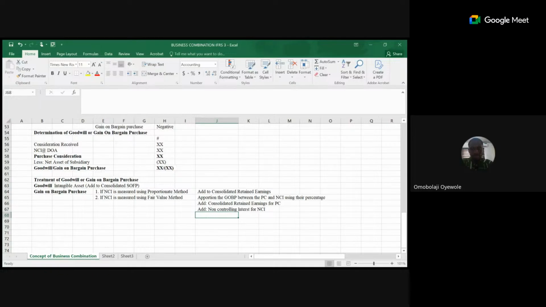Are you done? Yeah. Okay. So take a screenshot. So very quick. Now let's open that PDF I sent to the group. So now let's learn. First thing, let's learn how to calculate or how to determine goodwill and how to measure NCI.